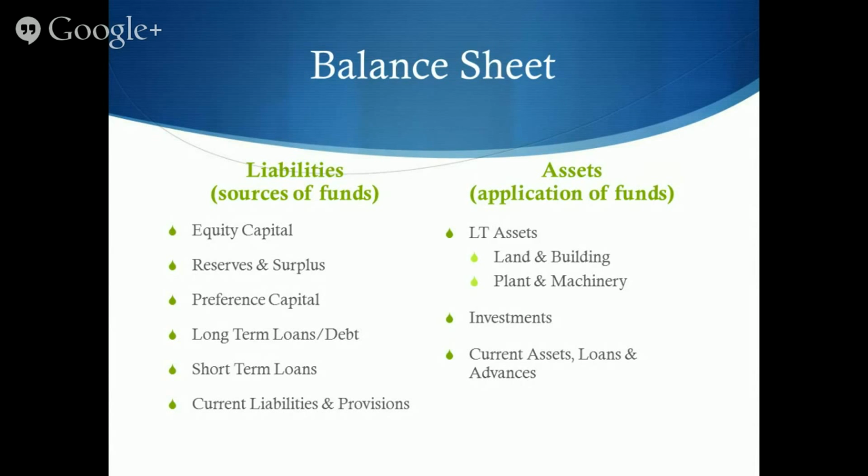Now we move on to the current assets, loans and advances. This covers inventory, cash, bank, etc. Now inventory can be comprised of four things. One is the raw material. Raw material is the goods that are directly purchased from a producer or a manufacturer.